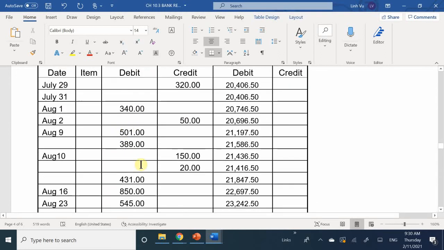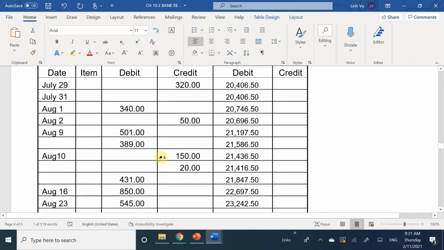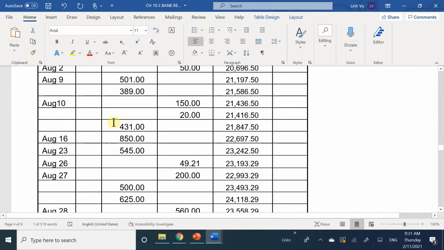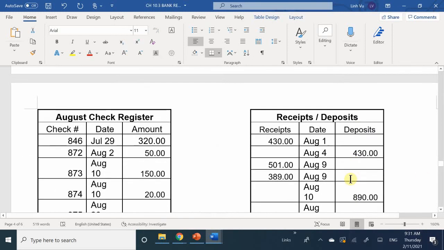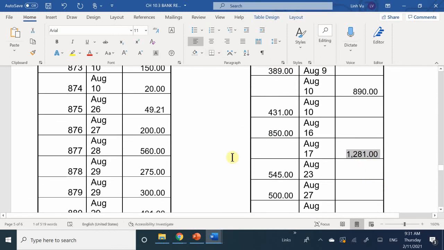What else happened? Let's see. We wrote another check for 150 and another one for 20. Let's look here. Did we write one for 150? Yes, we did. Did we write it for 20? Yes, we did. Okay. Now, next one here is we should have deposited 431 plus 850 plus 545. Let's take a look at that. Let's see. We have the 431 and the 850 right here, which we deposited for a total of 2181. And we said the 545, it's right here.